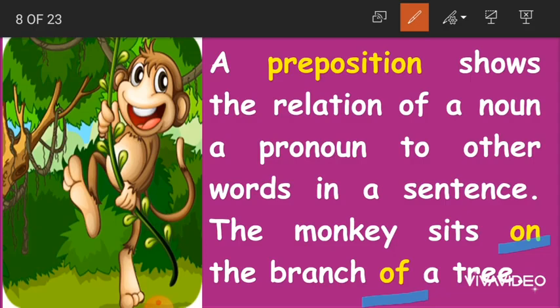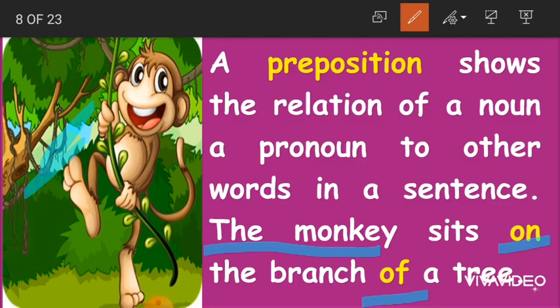So who is a noun here? Monkey is the noun. It is just showing the relation of this noun, like where it is sitting. It is sitting on the tree branch. So here it is on the branch of a tree. On the branch, it is sitting on the branch. Which branch is it? Of a tree. So that is why on, of, these two are the prepositions. Understood, children? So a preposition shows the relation of a noun or a pronoun.